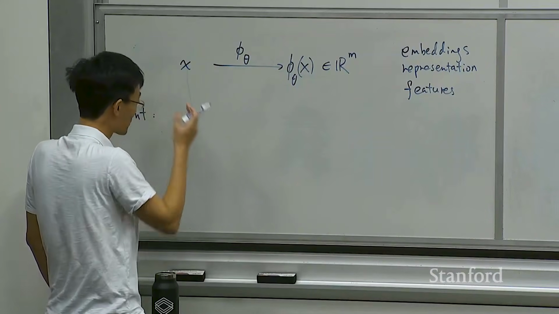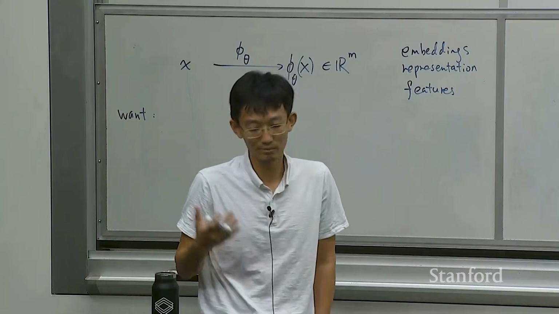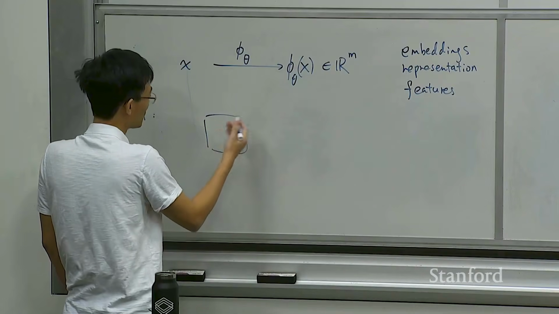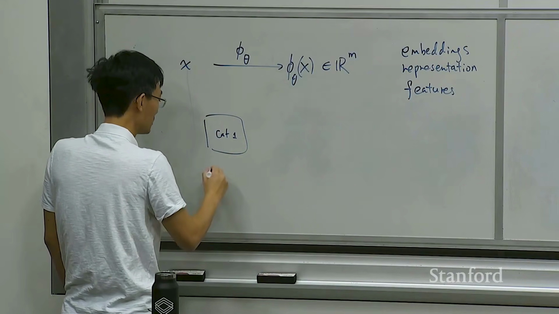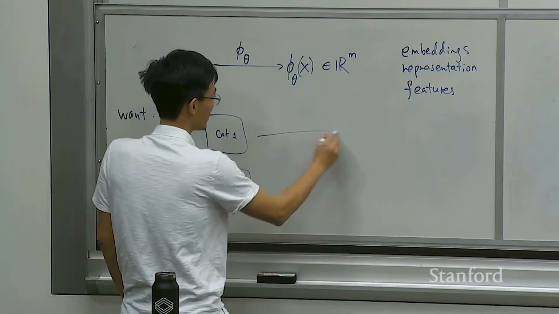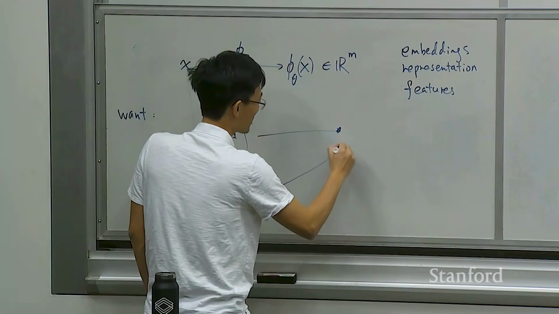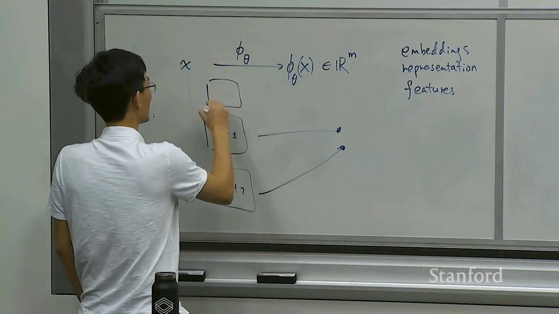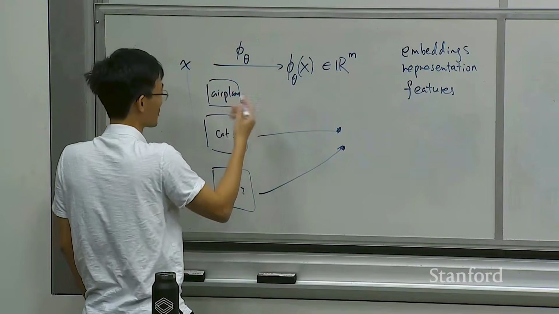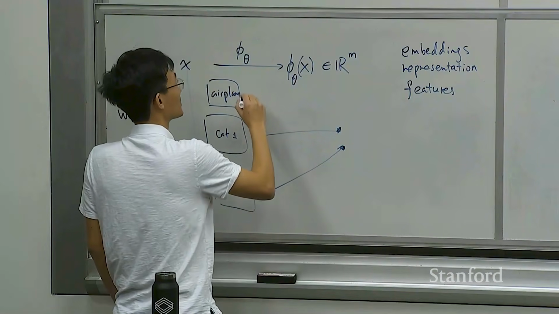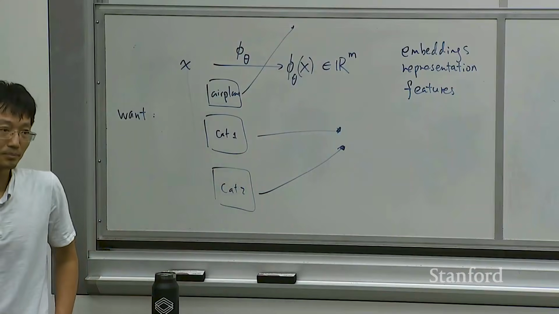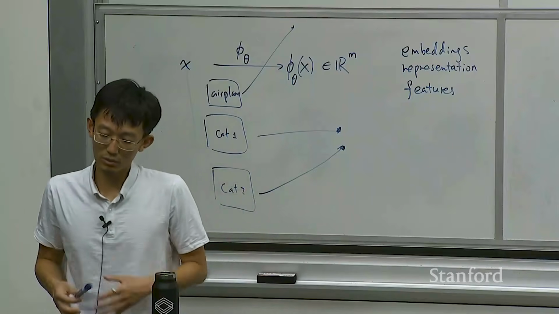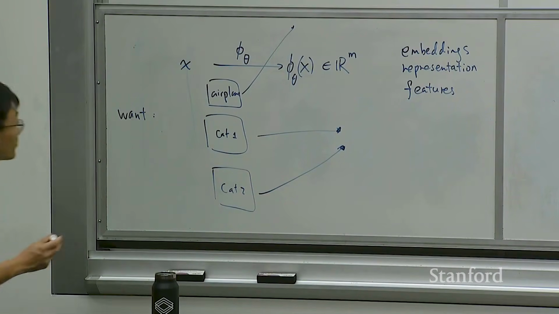And often what you want is for similar images, or maybe similar text, to be mapped to similar embeddings. So for example, if you have two different cats, cat 1 and cat 2, you want their embeddings in the Euclidean space to be similar. And if you have an airplane, for example, let me not try to draw any of this, I'll just write it. You probably want the embedding to be somewhere far away. That's pretty much the idea. You want similar images to be mapped to similar embeddings, and different images to be mapped to different embeddings.